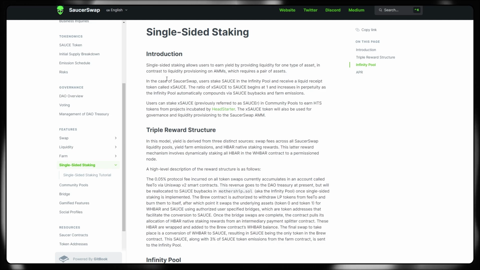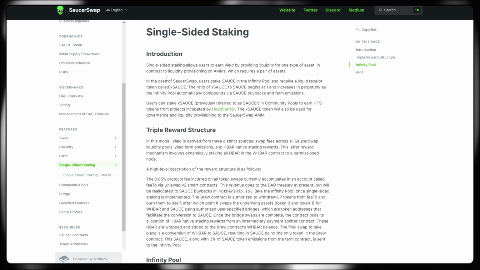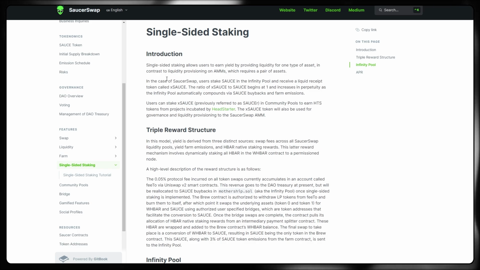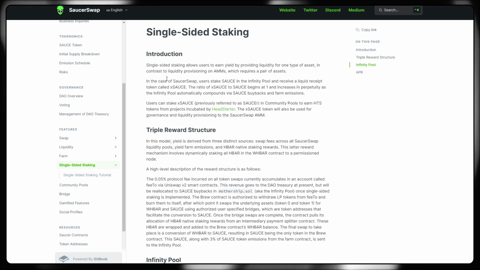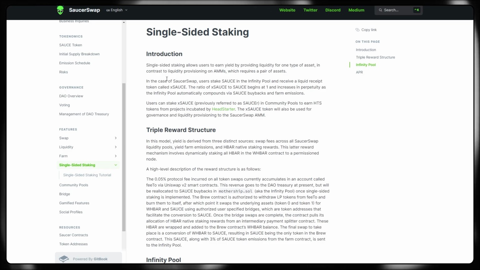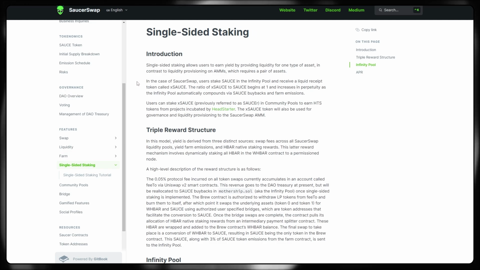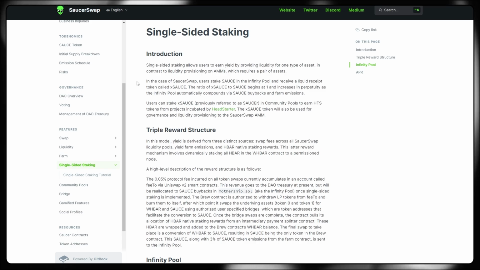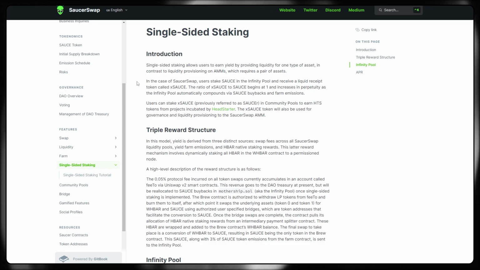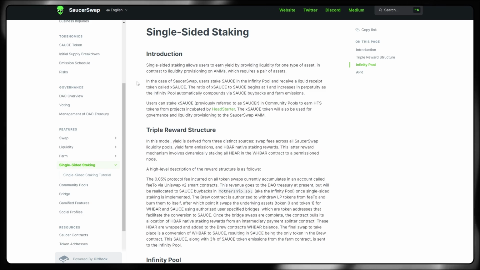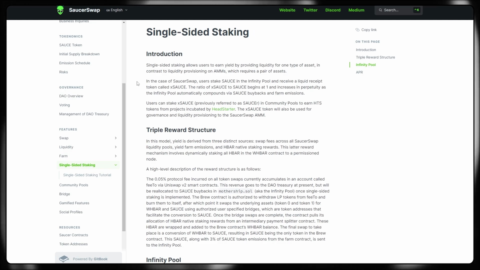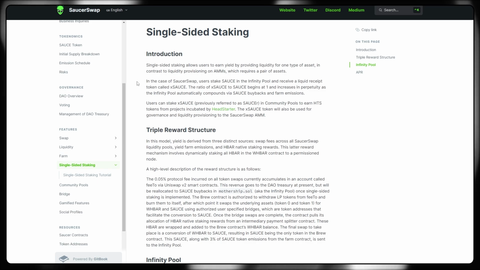Of course, in single-sided staking, you aren't providing a pair of liquidity. You are just staking, and this is exactly the same as what is effectively happening when you stake your HBAR, either via the Stader platform or even the native staking, and of course there are videos on my channel for both of those. In the case of Saucerswap, users stake the Sauce in the infinity pool and receive a liquid receipt token called xSAUCE. So again, very similar to how Stader's HBARX token works, you stake your HBAR into the platform and you receive a liquid receipt token called HBARX. In this case, it's Sauce for xSAUCE. The ratio of xSAUCE to Sauce begins at 1 and increases in perpetuity, so indefinitely, always, as the infinity pool automatically compounds via Sauce buybacks and farm emissions.